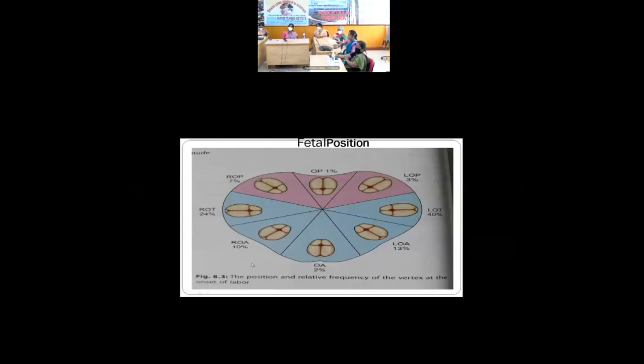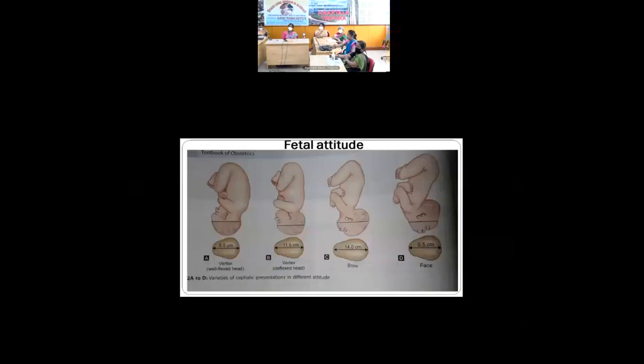Left occipito transverse, right occipito transverse, right occipito anterior 10%. Occipito anterior is when the occiput is facing towards the symphysis pubis. The definition I can repeat. LOA is left occipito anterior, this is 13%.